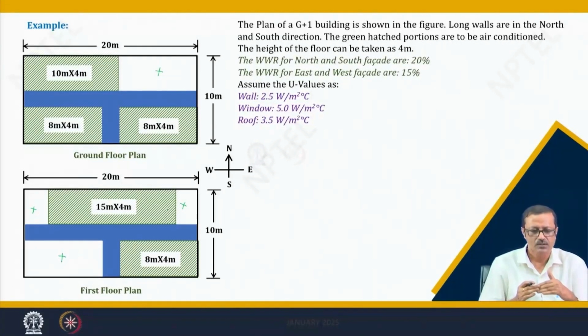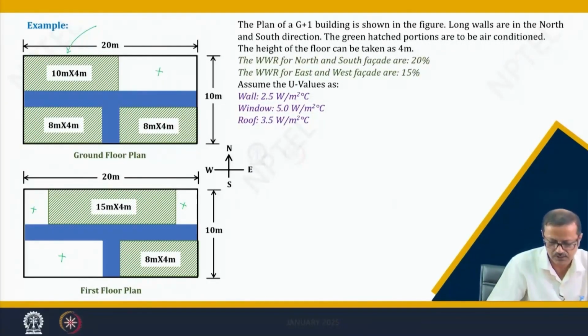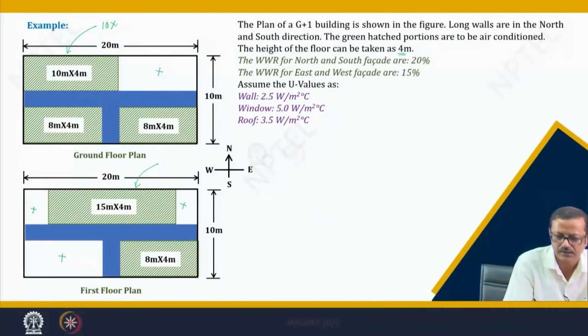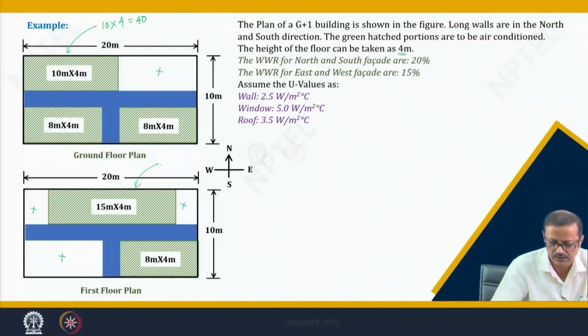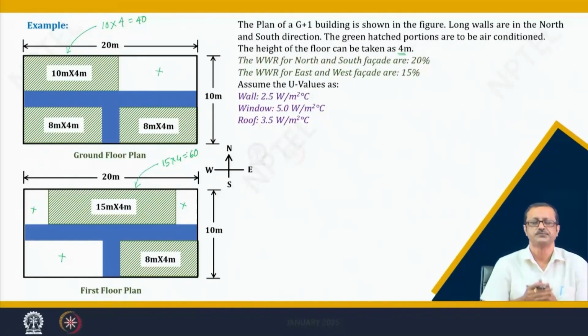So, now suppose I want to find out the area of the north. This wall is on the north, and also in the first floor this wall is in the north. So, this wall area will be 10 meter multiplied by the height of the floor. Height of the floor is taken as 4 meter, 10 into 4 equal to 40, and this is also north. This north is 15 meter into 4 meter, which is equal to 60. So, 60 plus 40 will be 100, that will be your north area. Like that I can calculate the south area, you can calculate the east area and the west area also, and also the roof area.